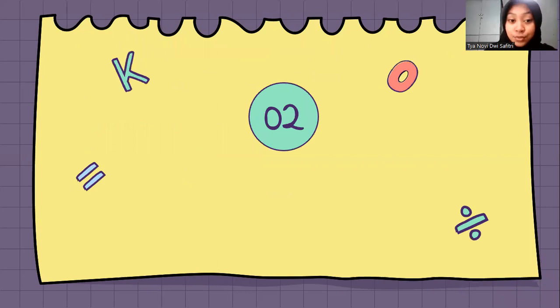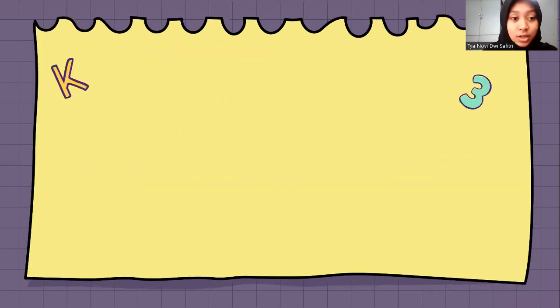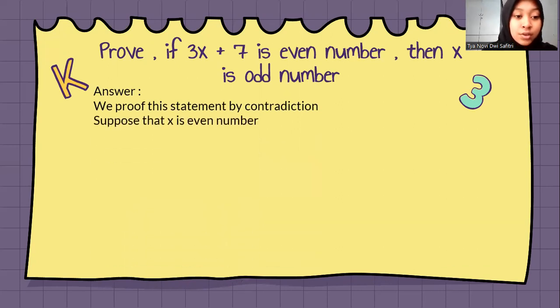And then number 2, proof by contradiction. We have the statement to prove: if 3x plus 7 is an even number, then x is an odd number. The answer: we prove this statement by contradiction. Suppose that x is an even number, x equals 2k, where k is an element of integers. So we will substitute x with 2k.